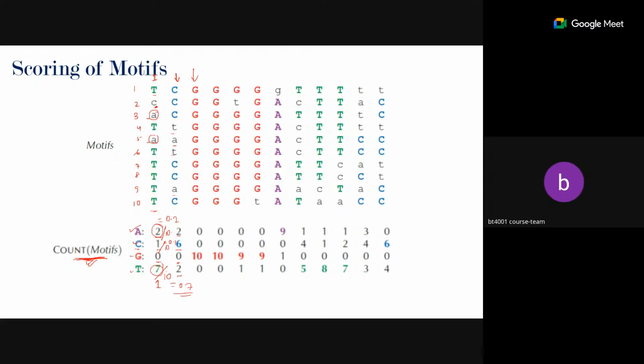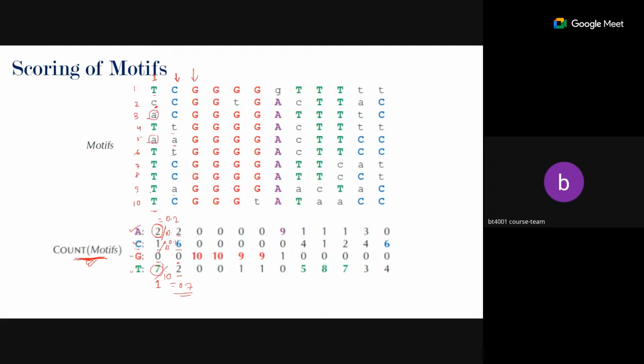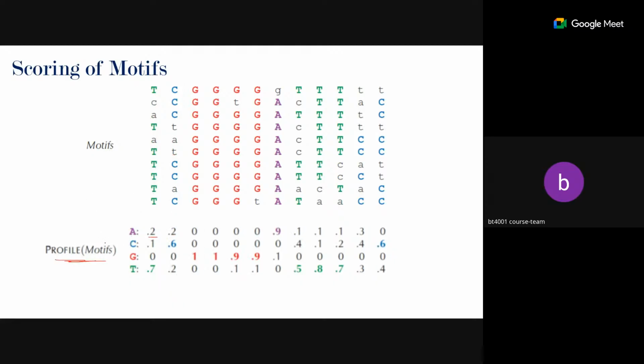The table that we get is called the profile of motifs. Here, instead of the number of occurrences of a particular nucleotide, we represent the probability of occurrence of that nucleotide at that particular position. Here the count was 2, and there were 10 motifs, so the probability of A at position number 1 is 2 over 10, which is 0.2. So in the profile of motifs, we have the value 0.2 for nucleotide A at position 1. We repeat similarly for every other value.